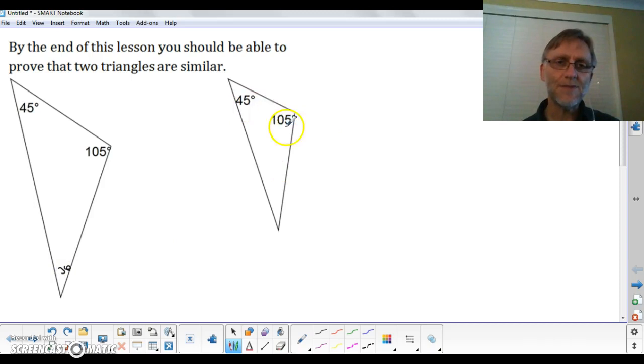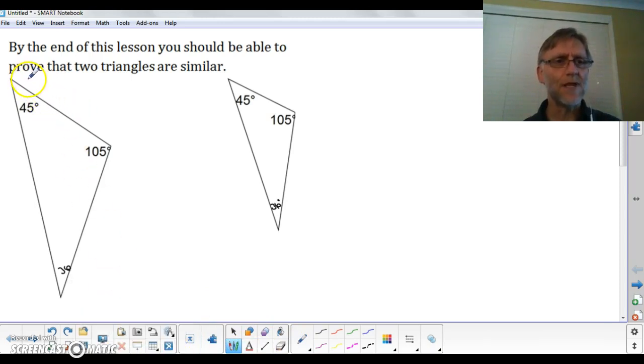And similarly up in this one, we're going to end up with 30 degrees in the corner there, because 105 plus 45 plus 30 is 180. So just knowing two angles is enough to be able to say that a triangle is the same shape. So yes, we can say these two triangles are the same.